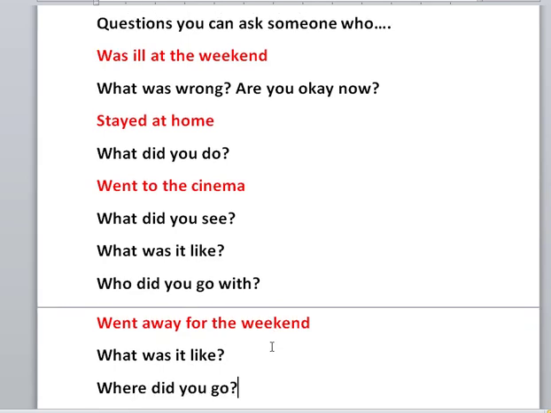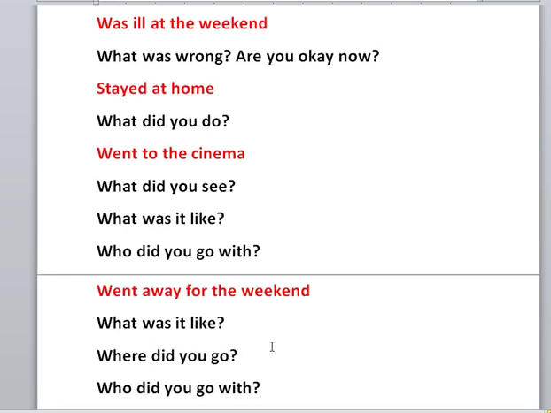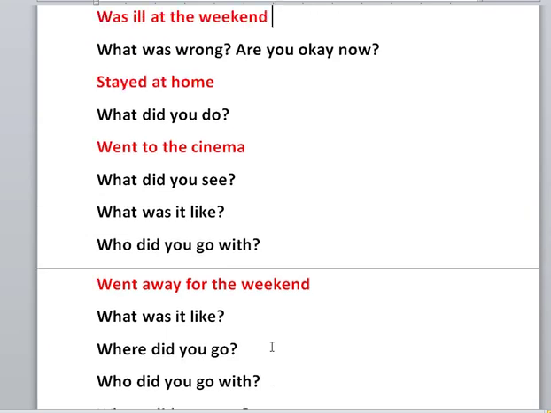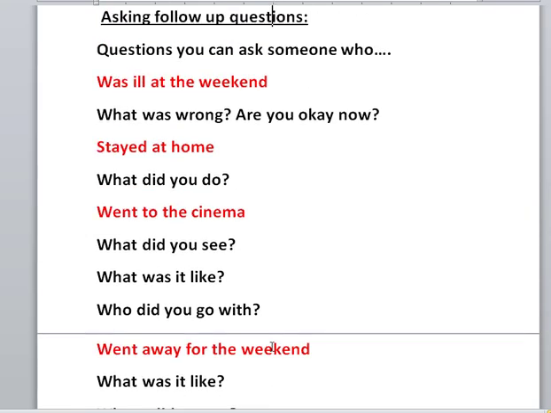Went away for the weekend: What was it like? Where did you go? Who did you go with? Where did you stay? It's all about asking follow-up questions. When someone asks about your weekend, when you stayed at home, when you went to the cinema, when you went away for the weekend, it's all about asking follow-up questions.